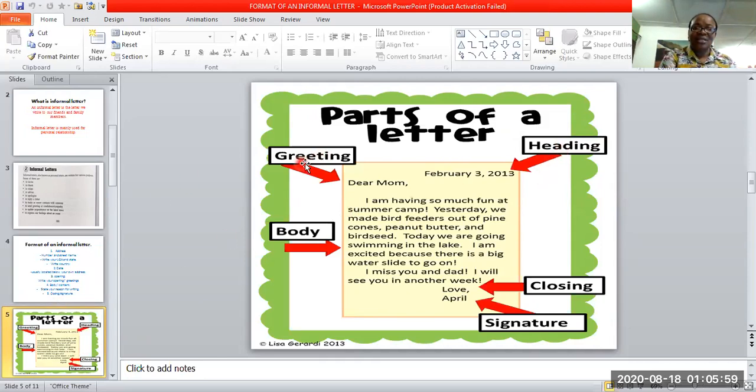The greeting, can you see where it's written? The greeting, Dear Mom. Observe the location.